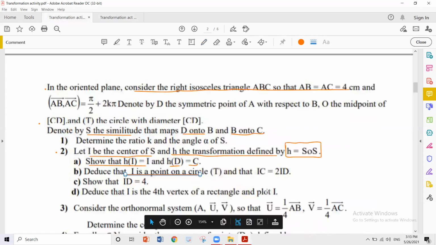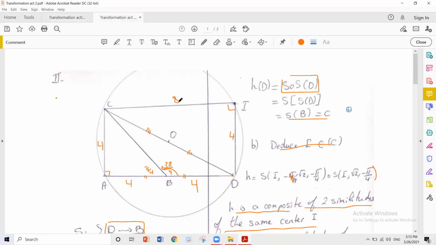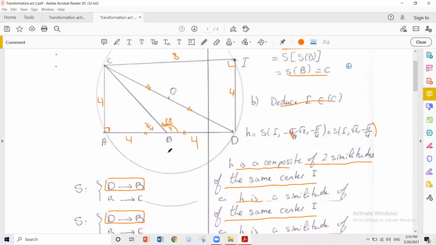Deduce that I is the fourth vertex of the rectangle and plot I. Why I is the fourth vertex of the rectangle? Why this figure is a rectangle? Parallelogram with two sides equal. Why parallelogram? It is a parallelogram and the opposite sides are equal and we have one right angle, then it is a rectangle.